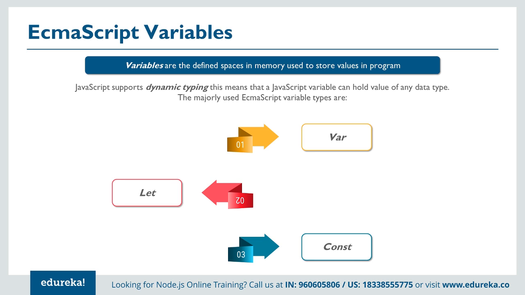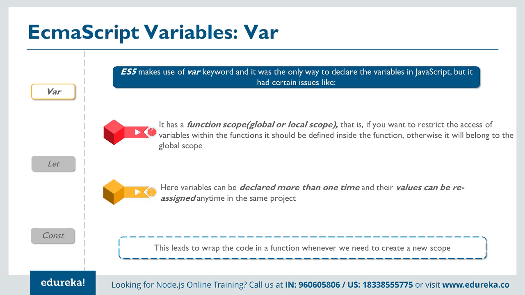So till ES5 we had var only. In ES6 we have var, let, and const. ES5 makes use of the var keyword, and it was the only way to declare variables in JavaScript, but it had certain issues. It has function scope, global or local scope. That is, if you want to restrict the access of variables within the functions, it should be defined inside the function, otherwise it will belong to the global scope.